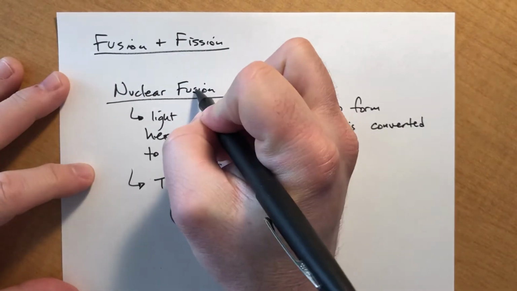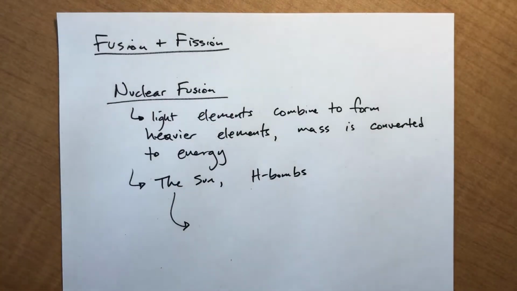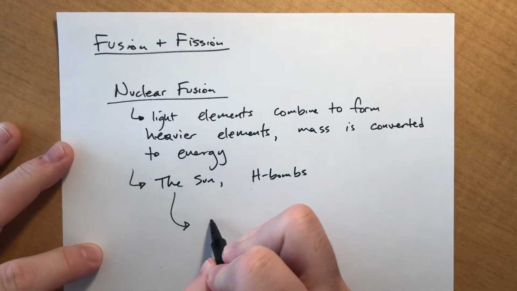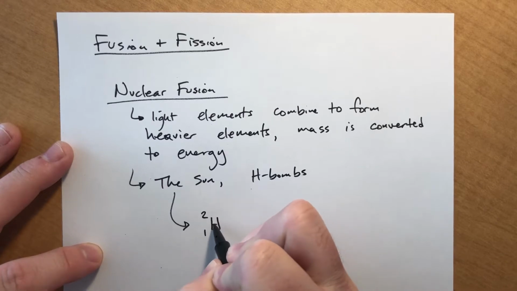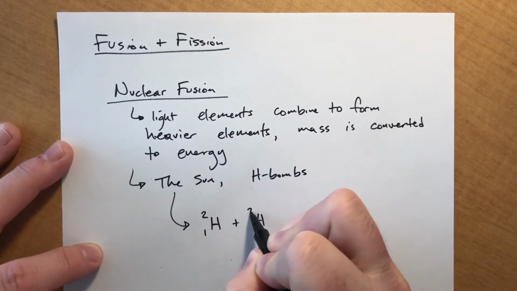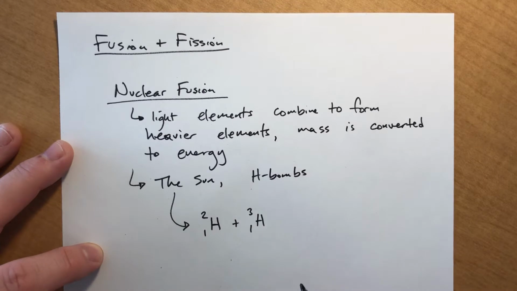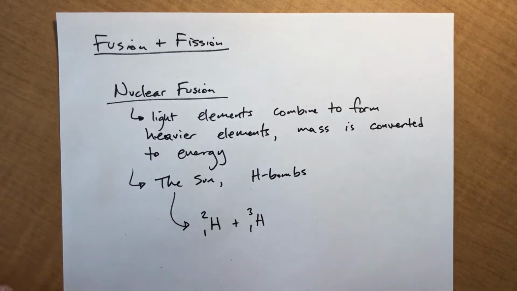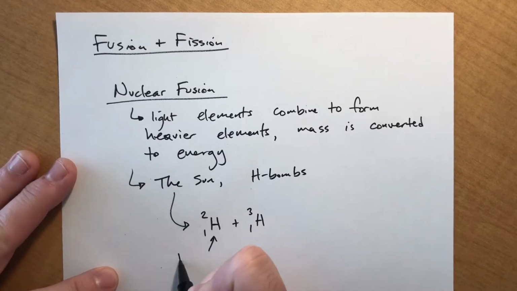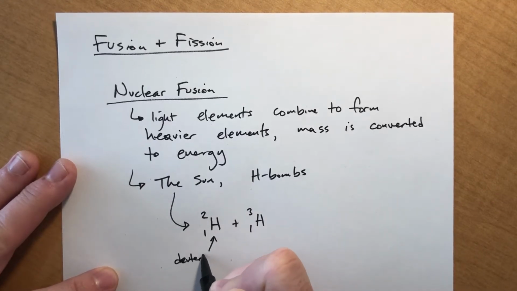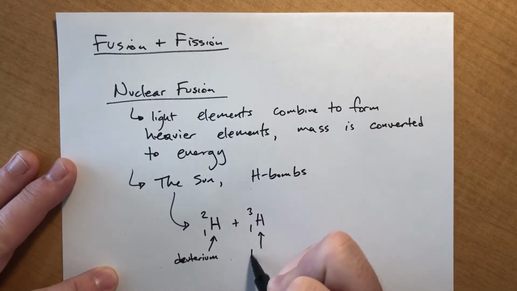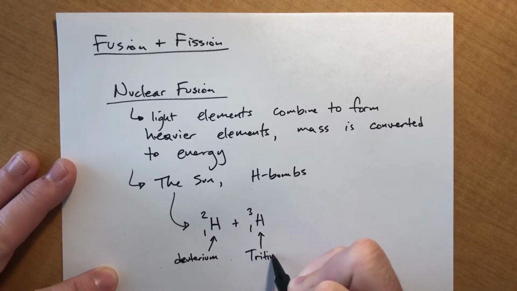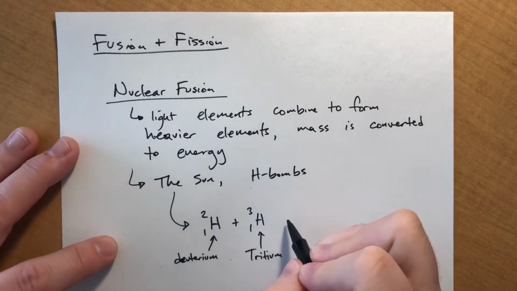If these things are able to smash together and can form some neutrons, and the neutrons start adding to the mass, this is the most common type of reaction. It's basically hydrogen 2 and hydrogen 3. These are not the most common isotopes. The most common isotope is hydrogen 1. This one actually has a special name, which is deuterium, and this one has a special name called tritium.